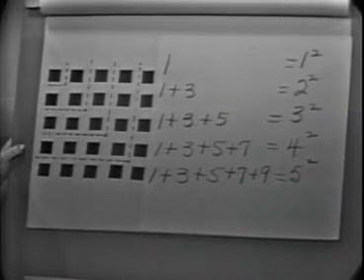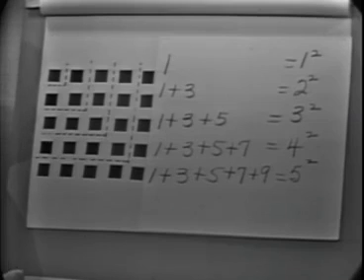What's the sum of the first 100 odd numbers? Or first 10 odd numbers? 100. What's the sum of the first 25 odd numbers? 625. But let's consider still another problem.